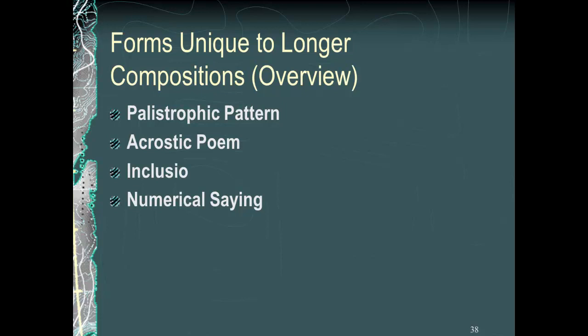Longer compositions also may employ the numerical saying, 3 things, yea 4, 2 things, yea 3. This sort of numerical itemization of similar components. These appear particularly in Proverbs chapter 30. In this particular lecture, we won't take time to illustrate all these, but that gives you an idea of some of the features which can occur within longer wisdom poems.